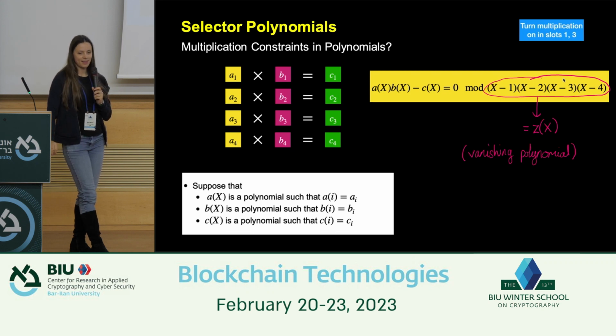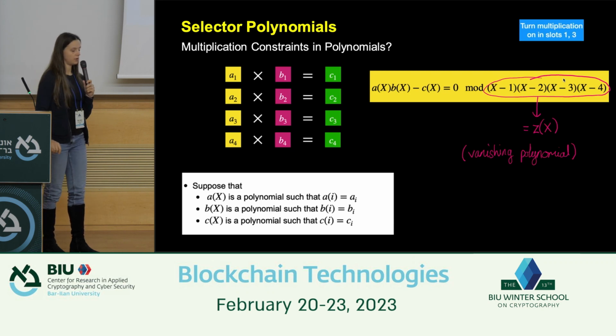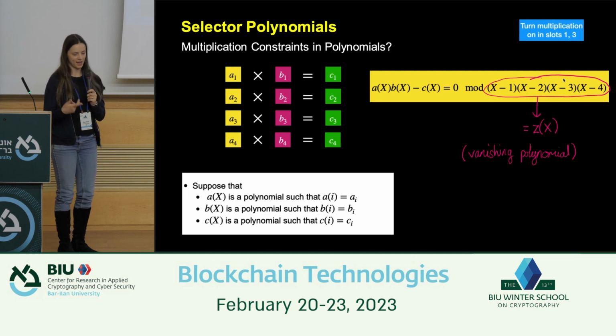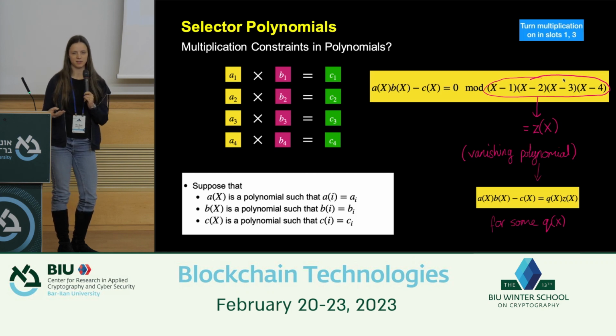Remember yesterday how we said that there is a zero check? If you have z of x, which is equal to x minus 1, where 1 is one of the points in your domain, times x minus 2, x minus 3, x minus 4, this polynomial is going to vanish at the points 1, 2, 3, and 4. So if you then have the equation checking that a of x times b of x minus c of x is equal to 0, this is going to be checking your multiplication constraints. In particular, the way you would check this is you would provide some q of x, which can be whatever you want it to be, such that a of x times b of x minus c of x is equal to q of x times z of x.